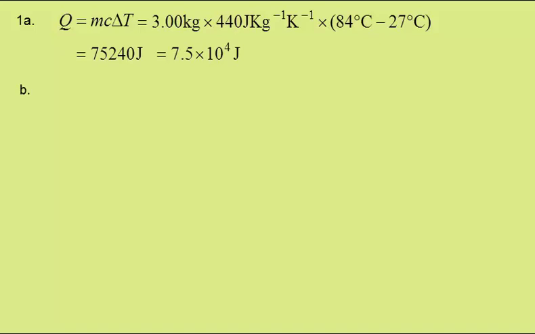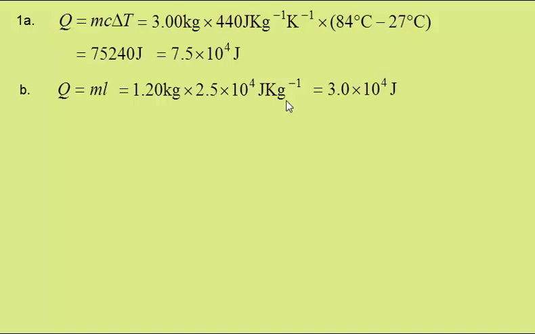In B, we need to find the heat energy given out by the lead while changing state. Well, for this we've got the heat energy is given by the mass times the latent heat of fusion, which is 1.2 kilograms of lead, and this is the latent heat of fusion given in the question, gives 3.0 times 10 to the 4 joules.